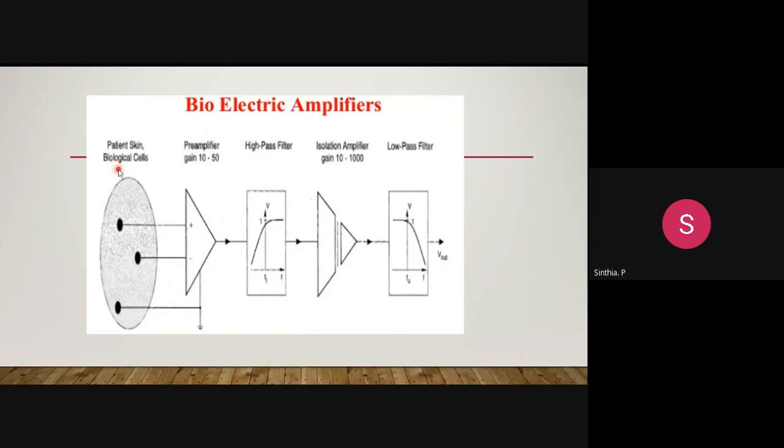From the patient body, by the use of electrodes, the signal is picked up and given to the preamplifier, then a high pass filter, then the isolation amplifier, and the low pass filter. So what preamplifiers are required and what is the purpose of using an isolation amplifier here? Everything we will see in detail in this unit.